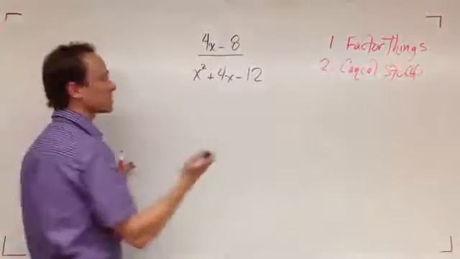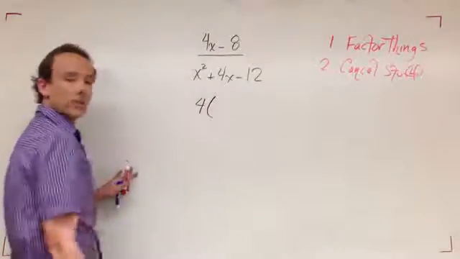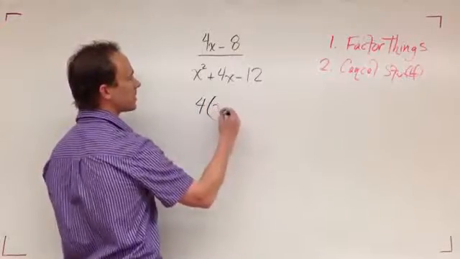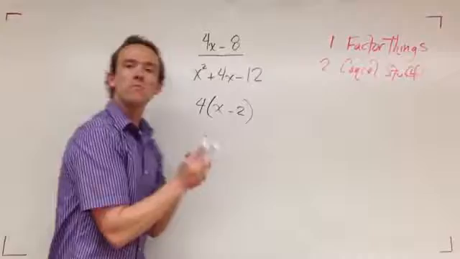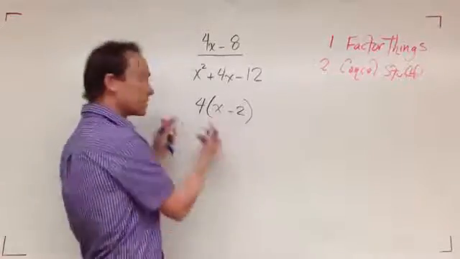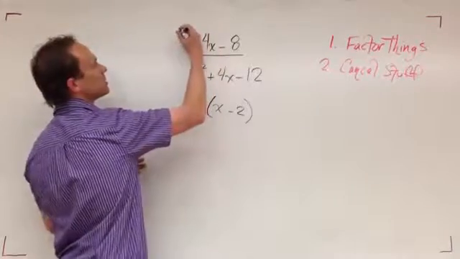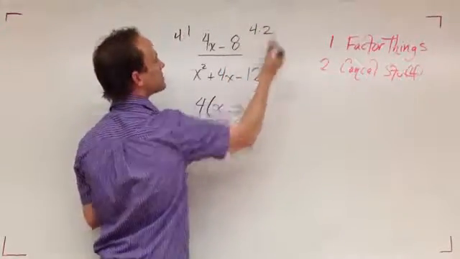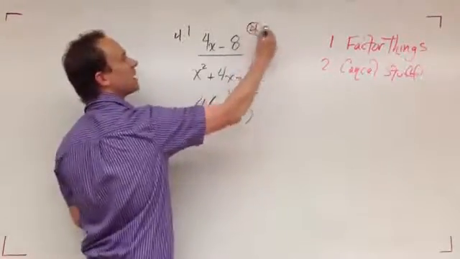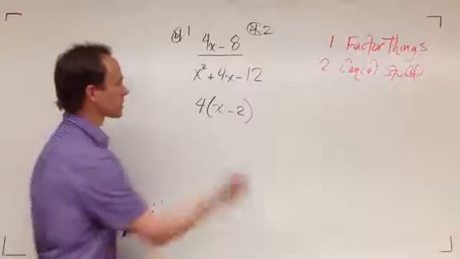And the greatest common factor is 4. So I'm going to take out the 4. And when I take out a 4, I'm left with x minus 2. Because the moment I say the greatest common factor is 4 is the moment I realize that 4 is really 4 times 1 and 8 is really 4 times 2. And if I factor out the 4, I'm left with a 1 and a 2.